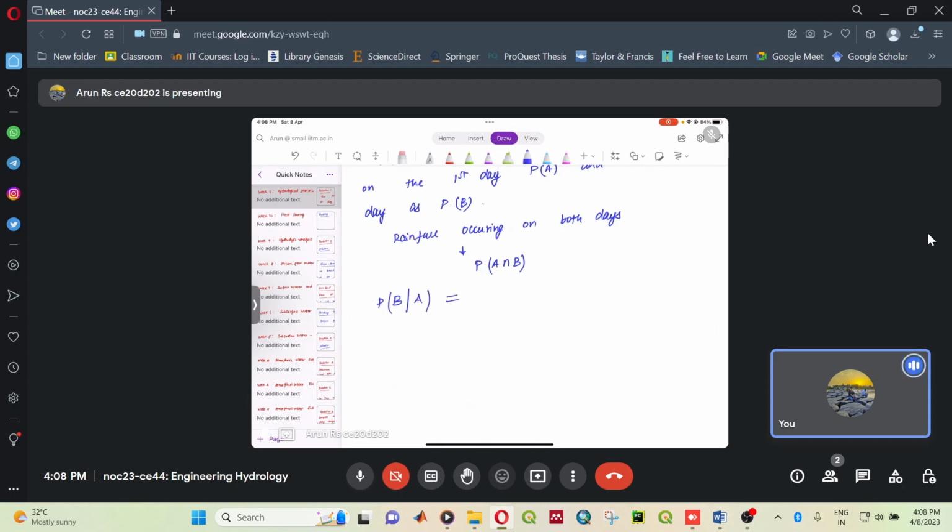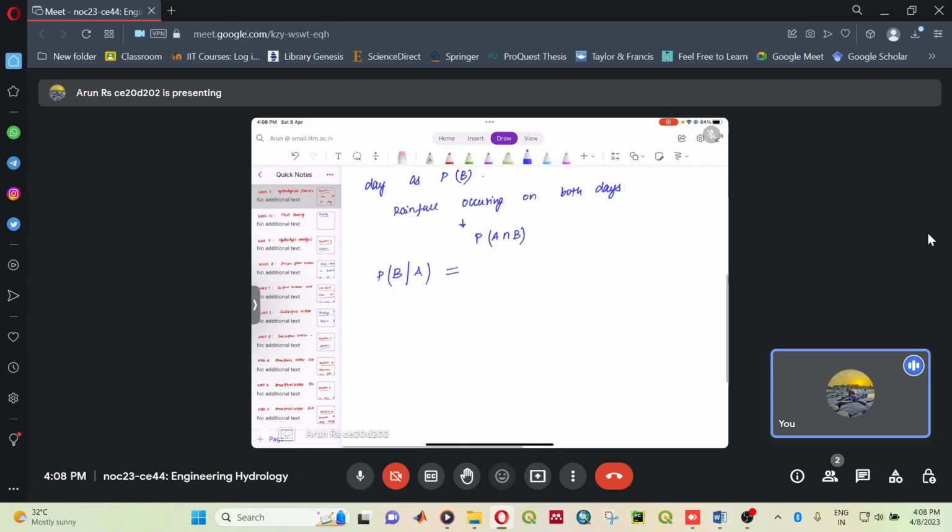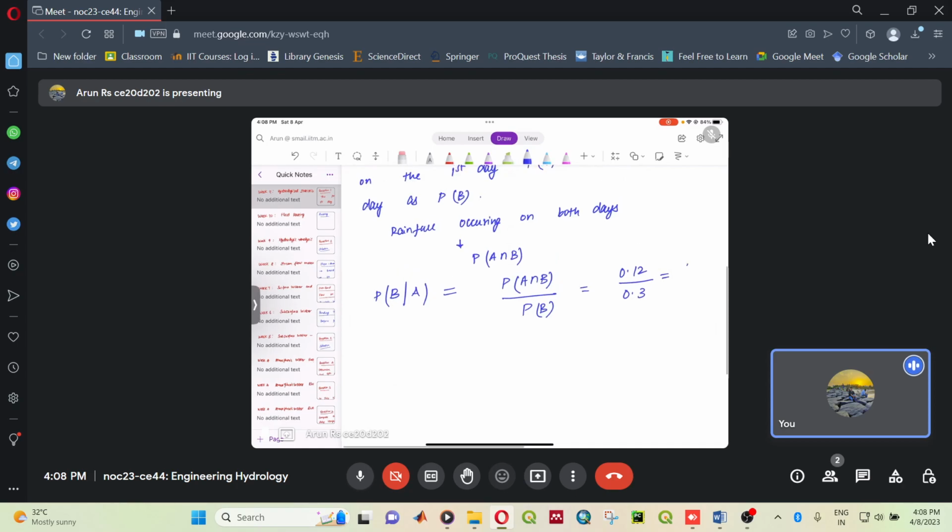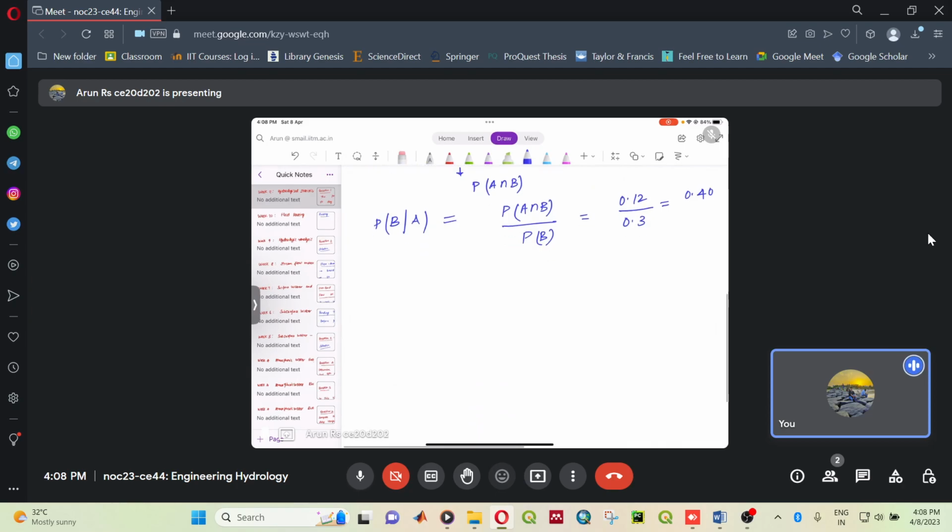So from the laws of probability, we know probability of B given A can be written as probability of A intersection B divided by probability of A. So this can be written as 0.12 divided by 0.3. This is given in the question. So the probability of occurrence of rainfall on the second day, given that rainfall occurred on the first day, is 0.4.